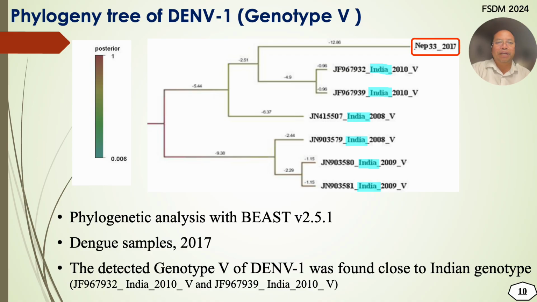Phylogenetic tree of dengue 1 genotype V. The phylogenetic analysis is done with BEAST, and the dengue sample is from 2017 for Nepal. This phylogenetic tree shows that the sample from Nepal is found to be close with the sample from India.